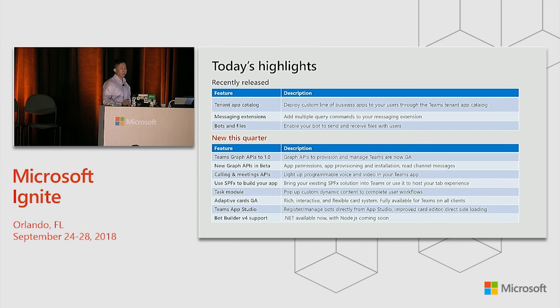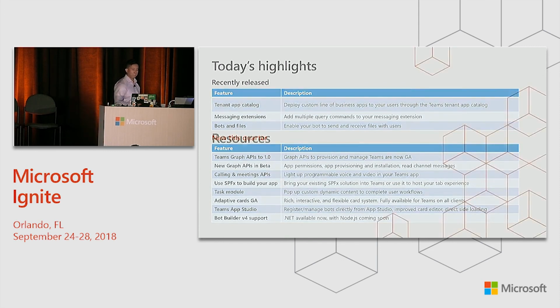And then some of the new capabilities that we saw with task module, adaptive cards now being generally available across Teams on the web, desktop, and mobile. And then lastly, the Bot Builder 4.0 support. Oh, and the Teams App Studio, some of those improvements that we saw.